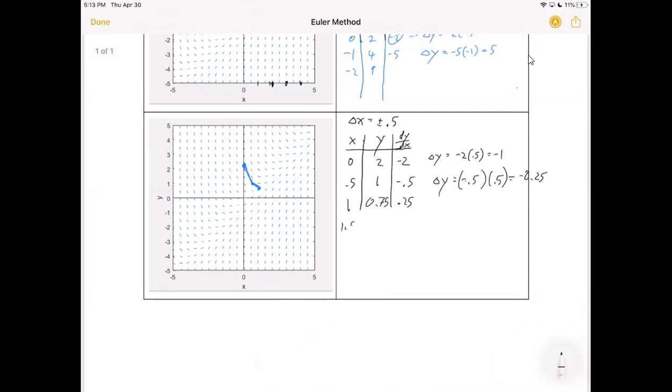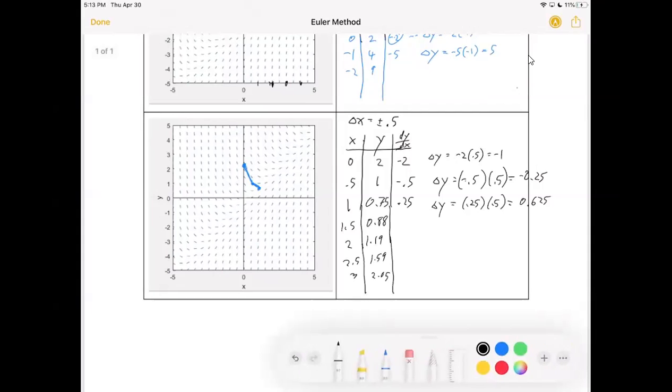We get to 1.5. To get to 1.5, we need to find a new delta y using the same method, and then we'll take a quarter, which is the slope times 0.5. So we're now going to go up 0.625. So that gets us to about 0.88. All right, and then I'm not going to keep showing this. We're going to get to 2, 1.19, 2.5, 1.59, 3, 2.05.